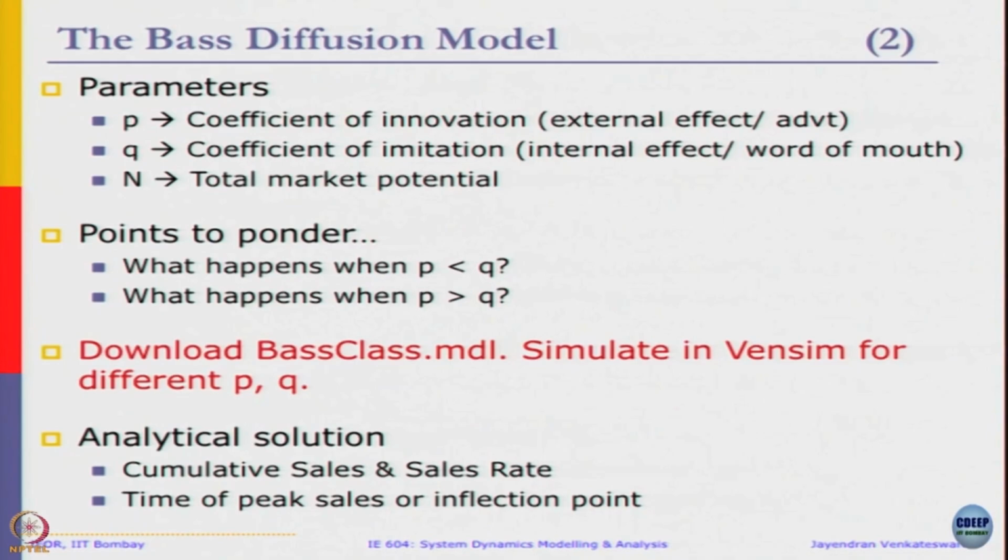Before we go on to fitting the model for our more realistic examples, let us look at this analytical solution for the cumulative sales as well as sales rate, nothing but total adopters and the adoption rate, and time of peak sales or the inflection point. Time of peak sales will coincide with the inflection point. So these are different terminologies for the same thing. Just make a note.